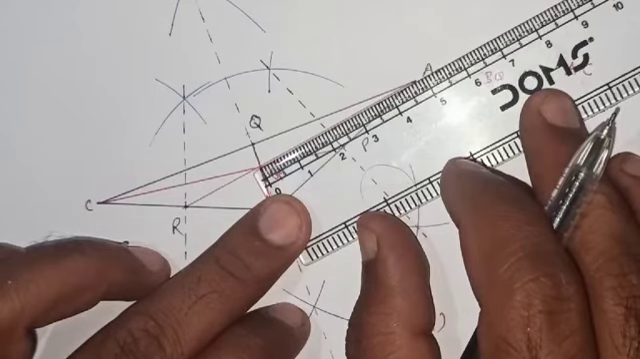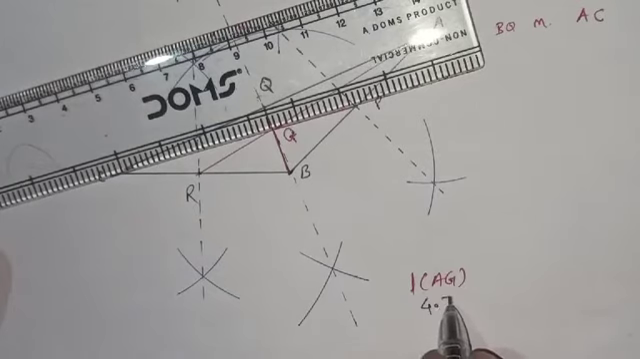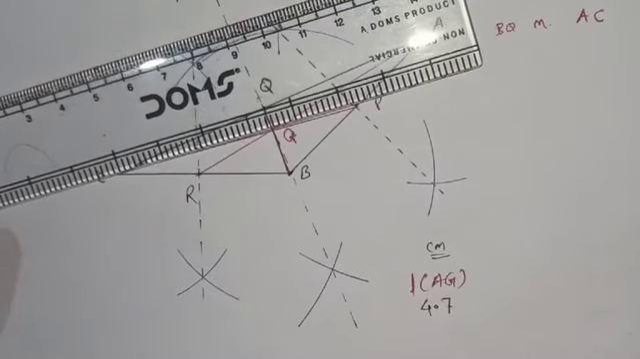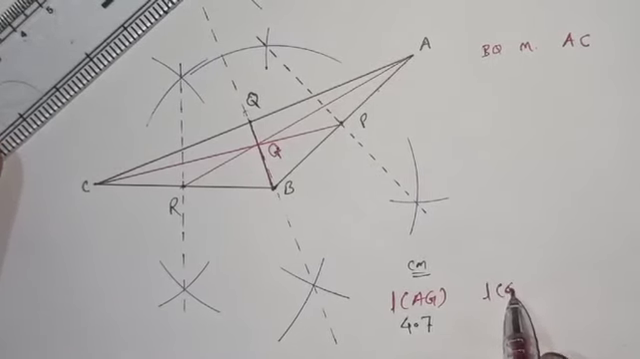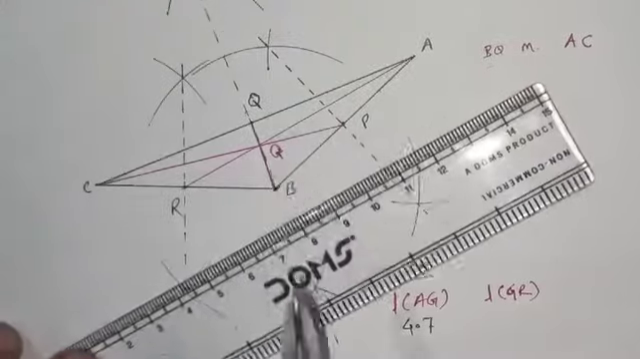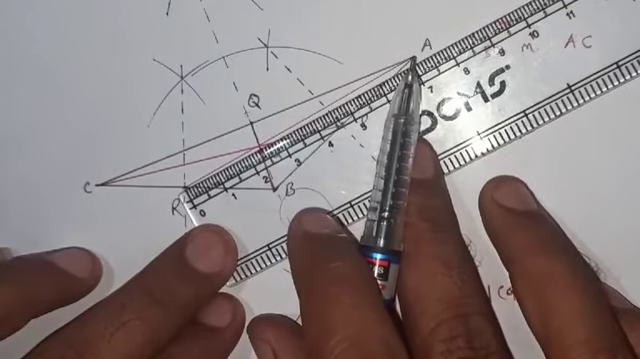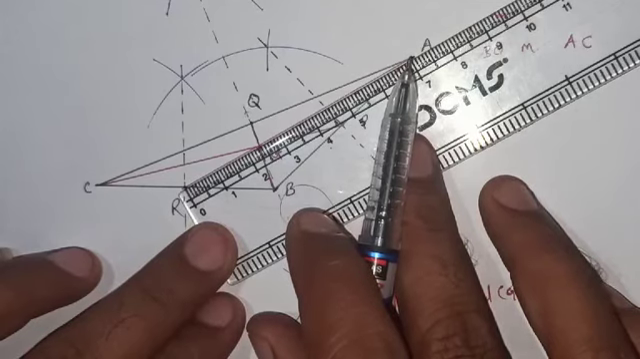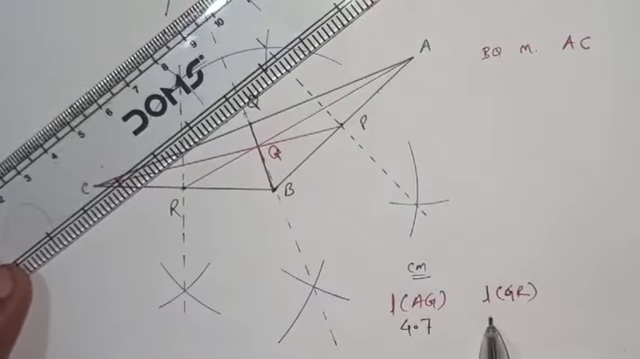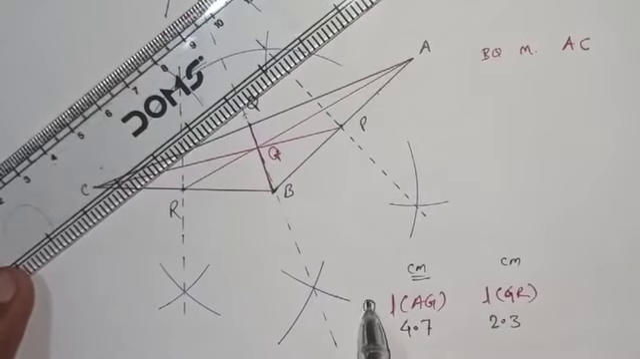That is 4.7 centimeter. 4.7, this is all in centimeter. After that the length of GR, this is GR, 2.3 centimeter. This is one activity.